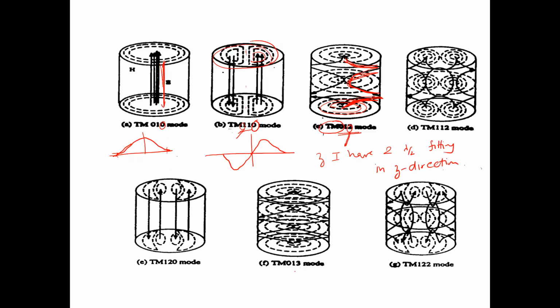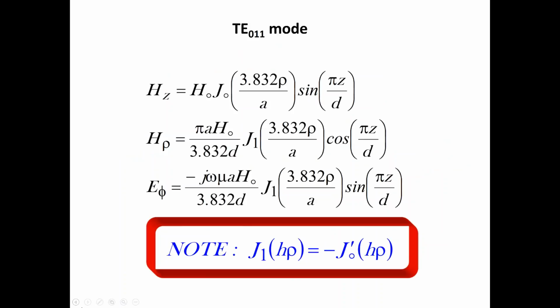If I go to TM013 mode, I'll have three different lambda by 2s present. So you have one half here, another half here, you have one quarter here, and another quarter here, the total being 3. So these are how the distributions would look like in the TM mode.